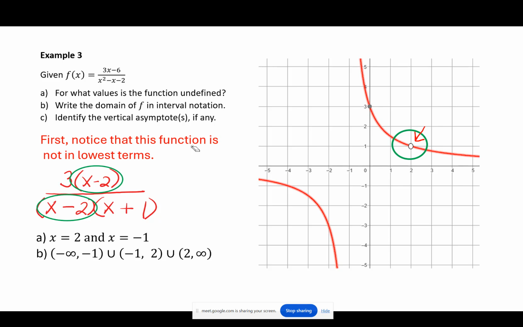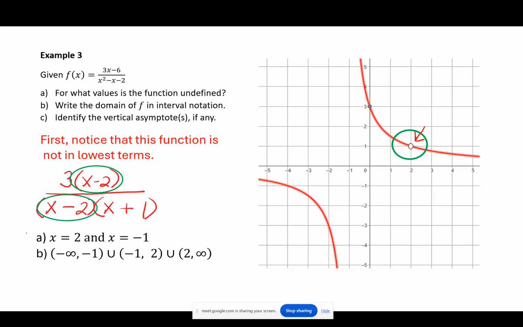So remember, the domain is just all the values you can put in for x that will make the function have a value. And the only x's you're not allowed to put in, as we said, are 2 and -1. So the domain is going to go from -infinity up to -1, because we can't include -1, and then union from -1 up to 2, because we can't have 2, and then union 2 to infinity. So that's the domain. Anything but -1 or 2.